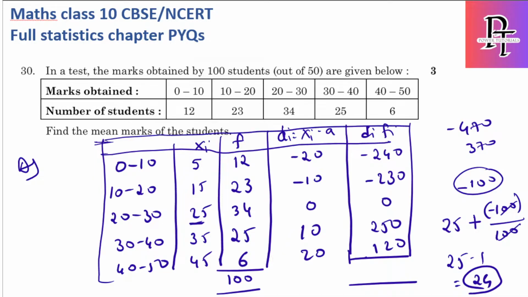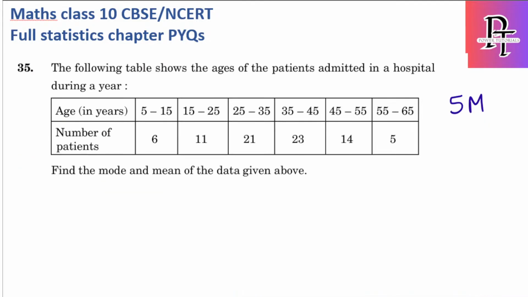Let's see the next. This is a 5 marks question. So let's solve this 5 marks question now. Here definitely it will be a little lengthy because it is 5 marks. So let's see what the question is. In the question they have provided the ages of the patients admitted in a hospital during a year. Find the mode and median. They are asking two things, mode as well as median. We'll solve one by one. Let's follow the same process. Let's solve mode first.